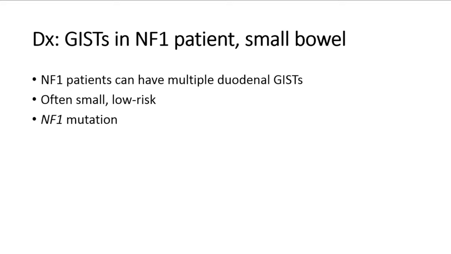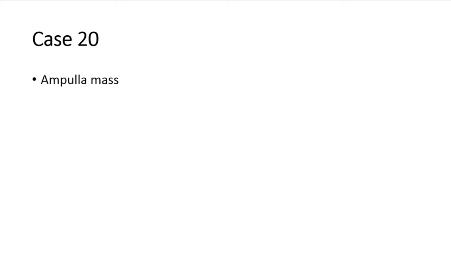And this, depending on how you want to phrase it, would fall under wild type GIST because it doesn't have the common mutations, but it does have an identifiable mutation in NF1 because the patient also has an NF1 mutation. So another fun thing that can happen with GISTs in the GI tract.